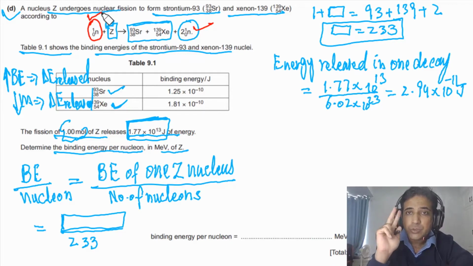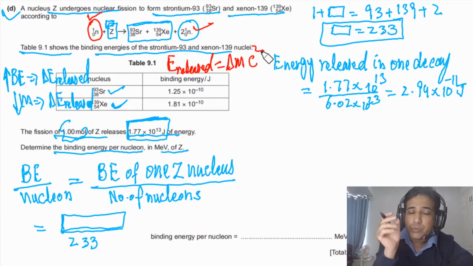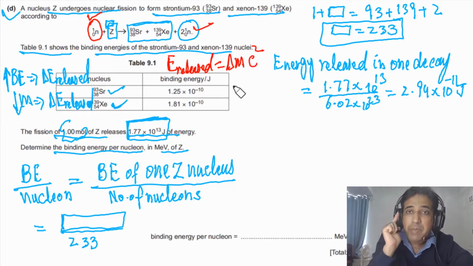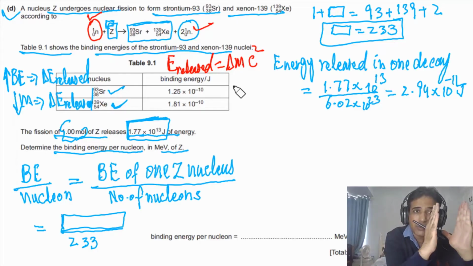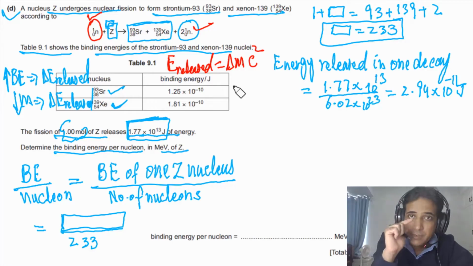At A2 level, you need to understand two methods to calculate energy released. Method 1: if you need to calculate energy released, this is based on mass. You simply find the mass difference and multiply by c squared, so you can find the energy released. But when you calculate this mass difference, you have to consider the mass of individual particles as well. So total mass on the left side minus total mass on the right side gives you delta M.